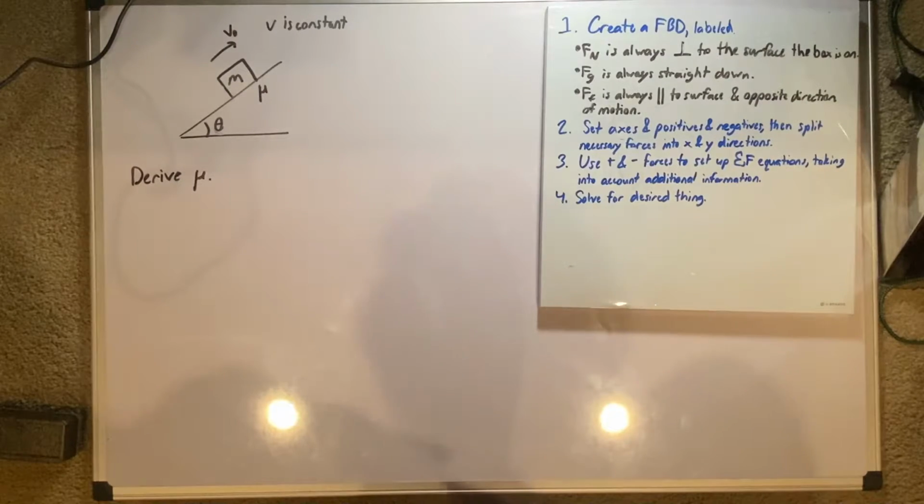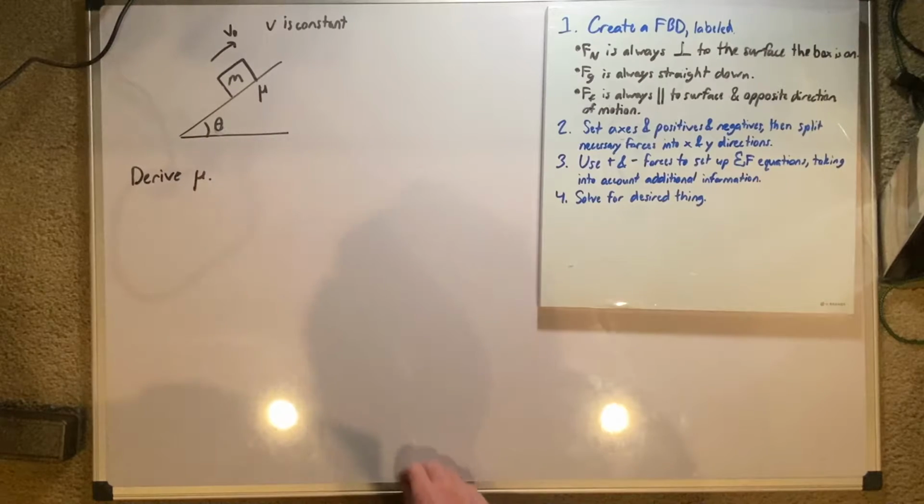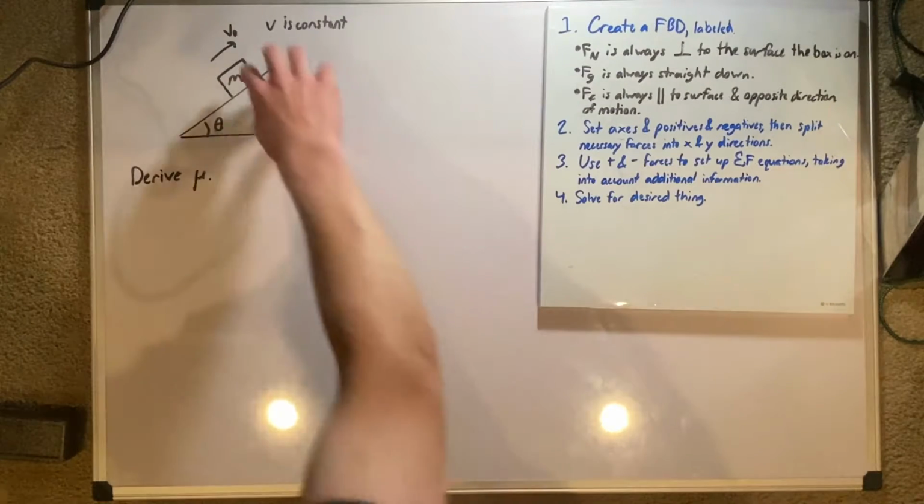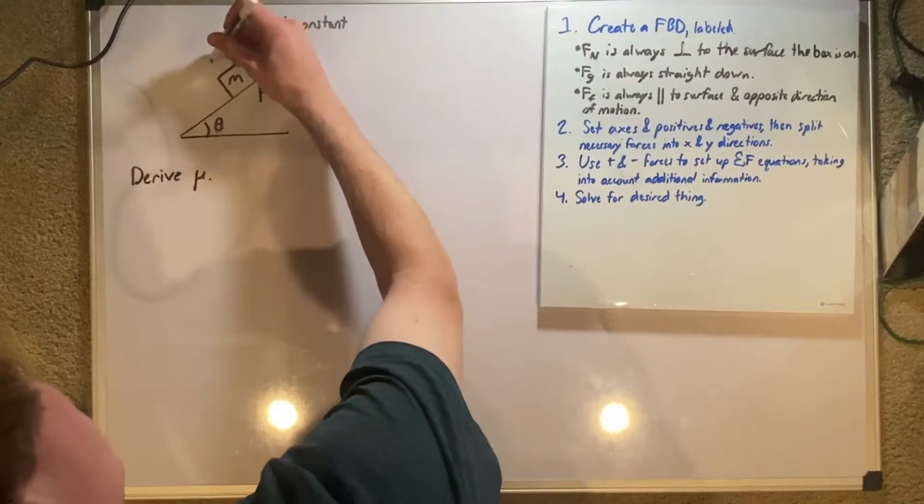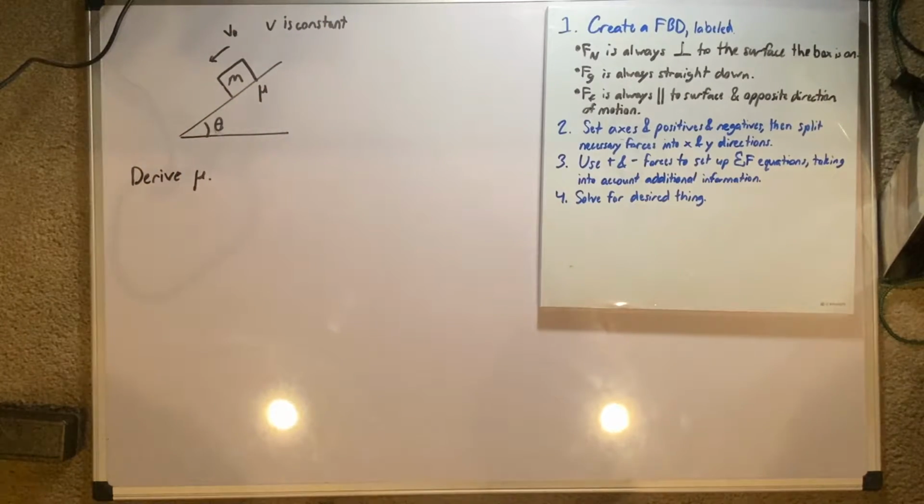All right, we are given a situation where we have a box on a slope where the slope angle is theta. We have a friction force, which is mu. It says we have a velocity that goes up that way, and our velocity is constant. Nope, messed that one up. Velocity has to go down because I said so. So our velocity is constant. Now it asks us to derive for mu.